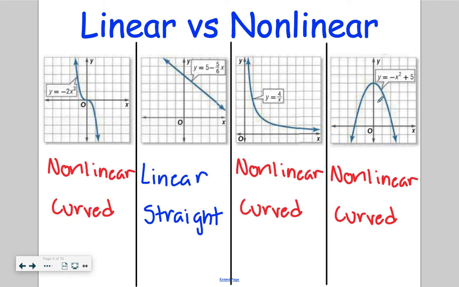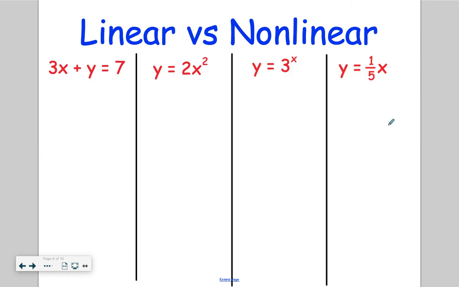And then our last one, also nonlinear because we have the curve. Next thing we're going to do is look at equations. So again, when we're looking at equations, we're looking at the exponents on the variable. So in this one, we don't have it solved for y yet, so we're going to subtract 3x on both sides to get it into that y equals mx plus b format if we can. So we've got y equals negative 3x minus 7.